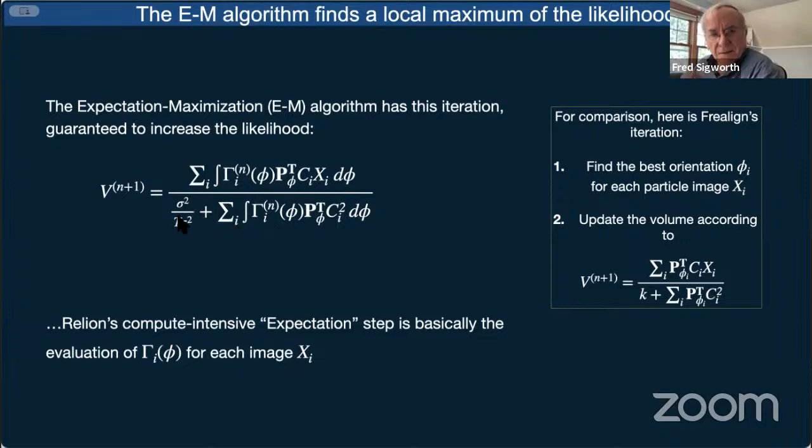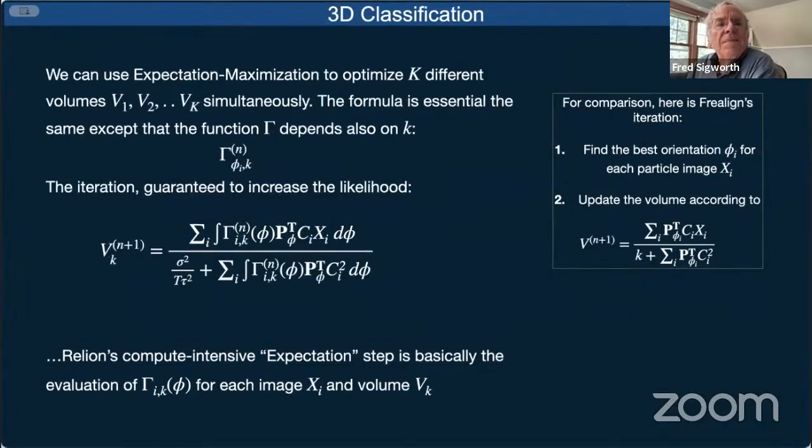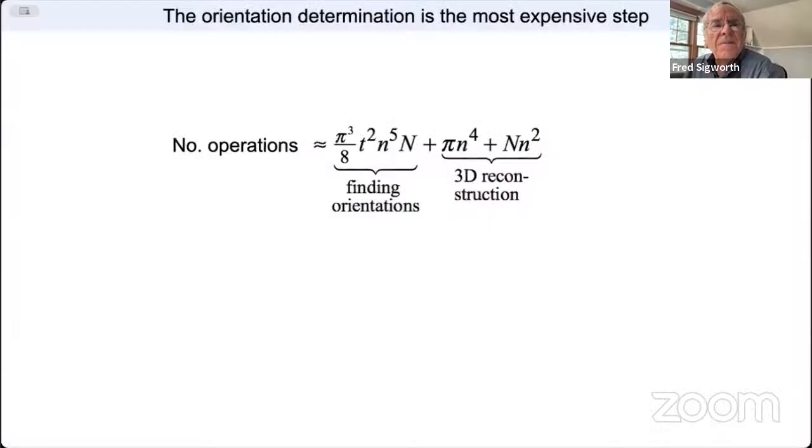There's also a fancier regularization term that Shores uses in Reliant. So when you're running Reliant or CryoSpark, the thing that takes the most time is evaluating this gamma sub I. Once you have that, then you can do this kind of iteration, and it works great. We can also do this to maximize multiple volumes simultaneously. We just make a fancier gamma function that includes the probability of coming from different volumes.